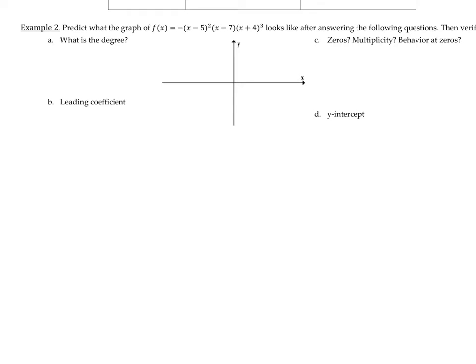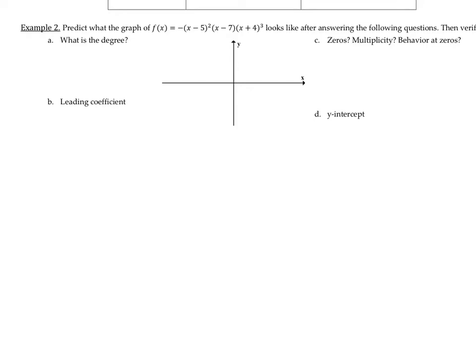Okay, in this first part of the video, I am finishing example 2 from class, but I'm going to go ahead and just go from the beginning again. So the first question was, what is the degree of this polynomial? And the polynomial is the square of x minus 5 times x minus 7 times the cube of x plus 4 with that negative thrown in front.